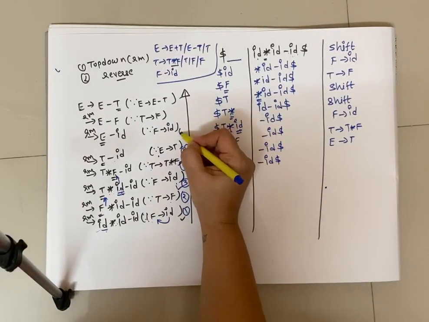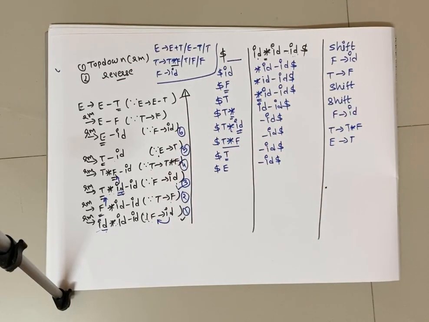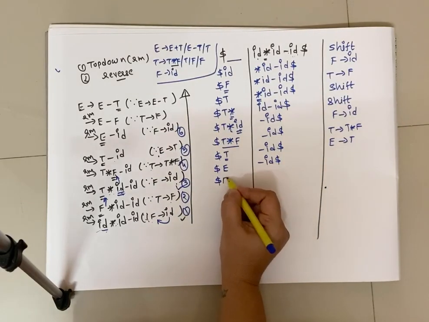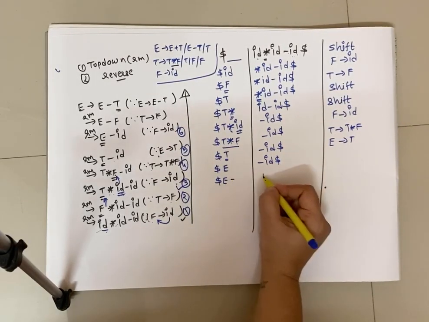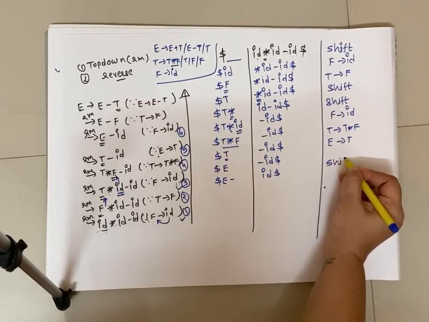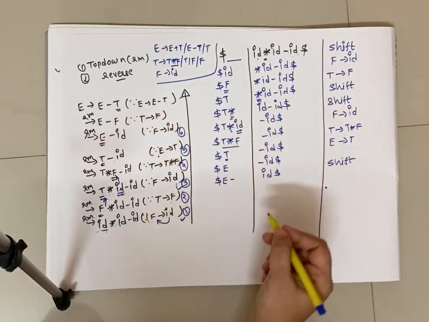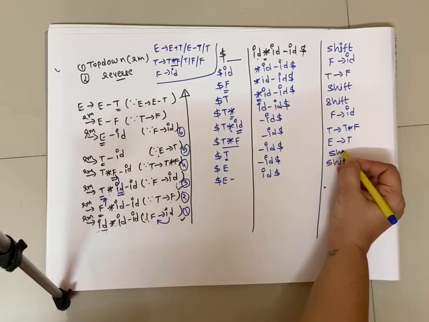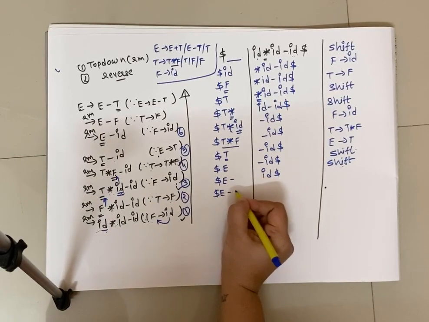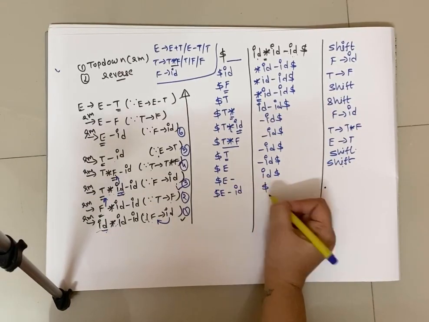What is the next action that you have to perform? Once again, ID needs to be reduced to F. So we have to bring the ID to the stack for performing reduction. E will be as it is. One shift will be performed. So minus will be there on the stack. A shift is performed. Okay. Now once again a shift operation is going to be performed. Once again a shift. So that will bring E minus ID onto the top of the stack.